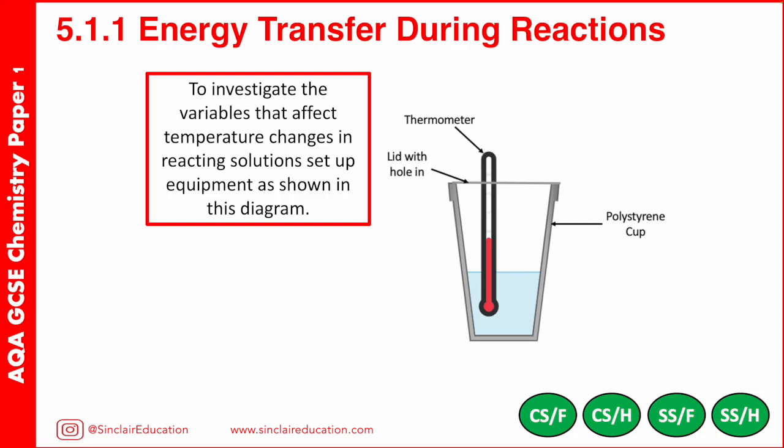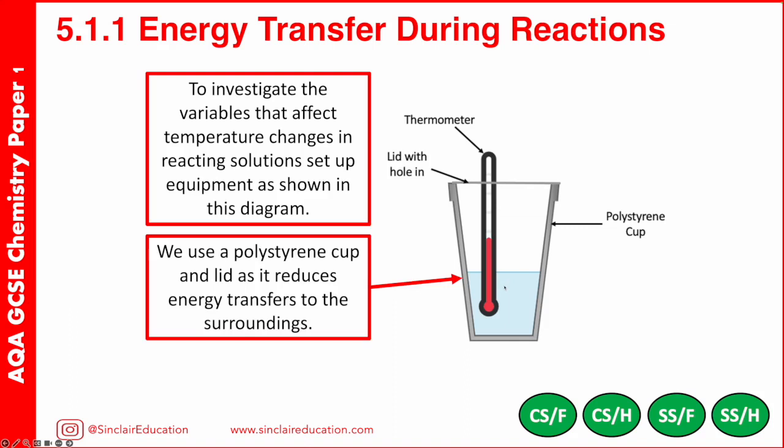We'll discuss the required practical around this at a later point, but for now, be aware that we can investigate different reactions and energy changes. And the basic setup is we'll have a polystyrene cup that we use because it's a really good insulator. And within this, we'll have our reactants added together. And we'll normally have a lid, again, to reduce heat loss or reduce energy change, and a thermometer through the center.